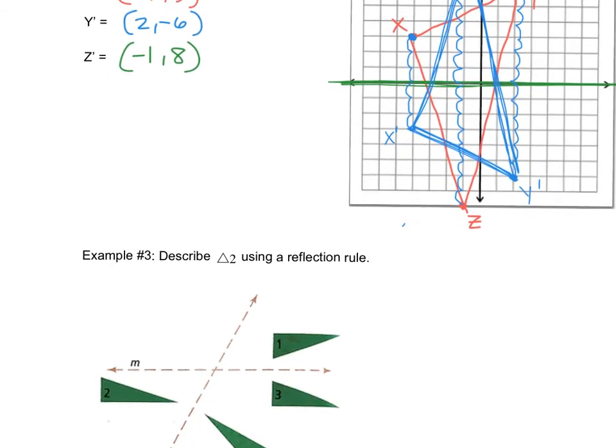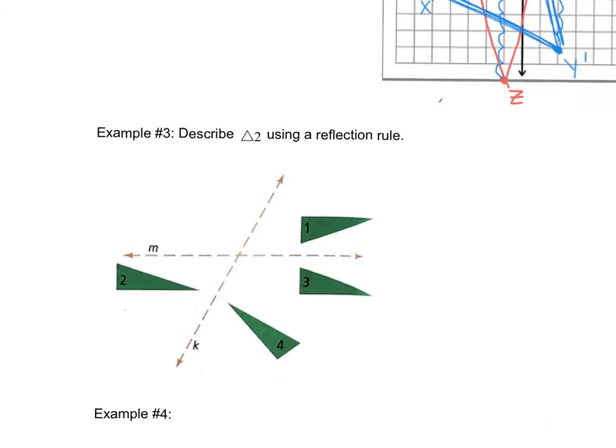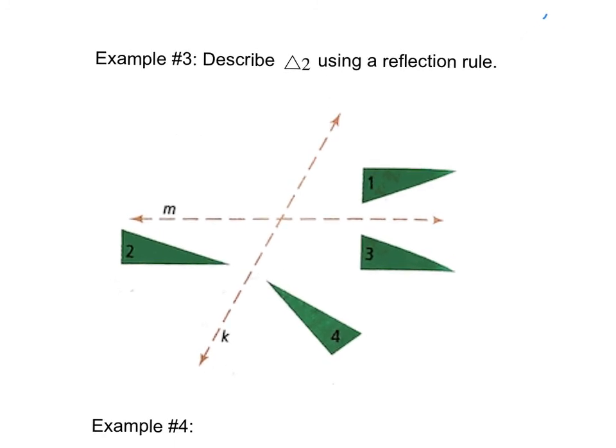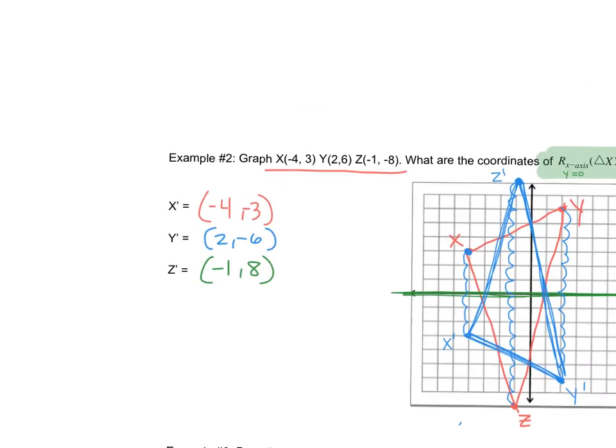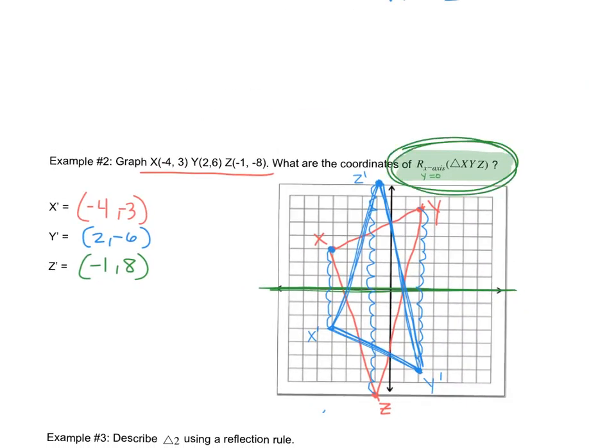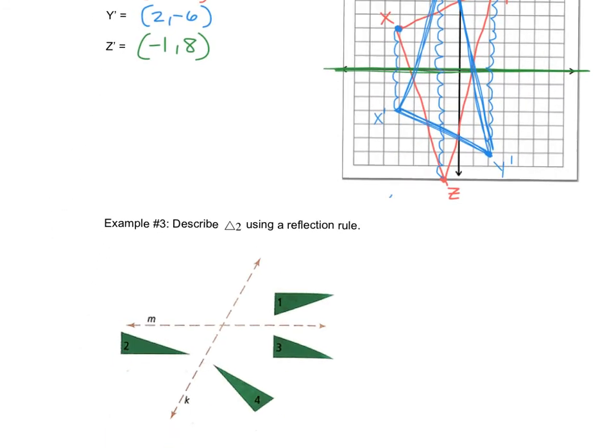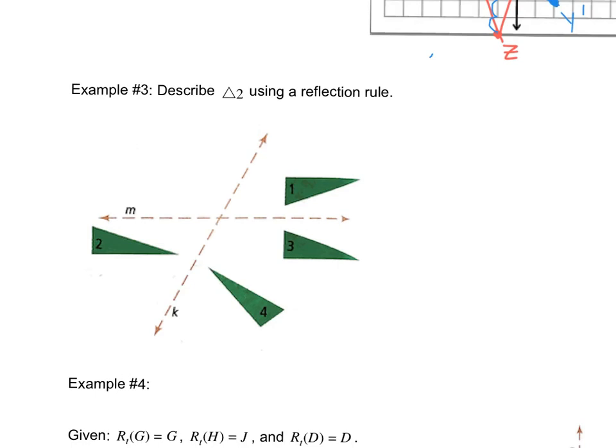Next thing. Example 3 here. It says describe triangle 2 using a reflection rule. So you're going to write something that looks something like this. Now it's going to be a little different because we don't have letters, we just have numbers. But that idea, okay? So what letter represents a reflection? Translation was T. What's a reflection? Capital R, okay? Capital R, because tomorrow, or Monday, we're going to do a lowercase r. So a capital R, reflection.